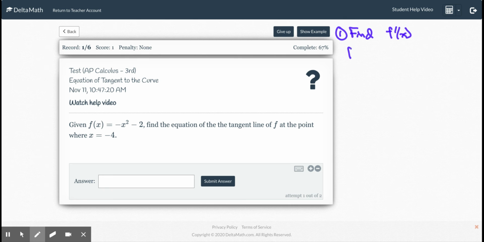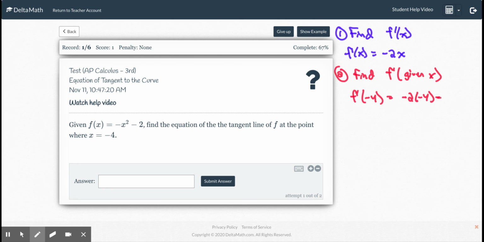So in this case, f prime of x equals negative 2x. The first power, the negative 2 goes away. First step done. Okay, second step is to find f prime of our given point, given x. So in that case, it's going to be negative 4. So f prime of negative 4. Negative 2 times negative 4 equals positive 8. And this is our slope. m equals 8. So very important piece of information.